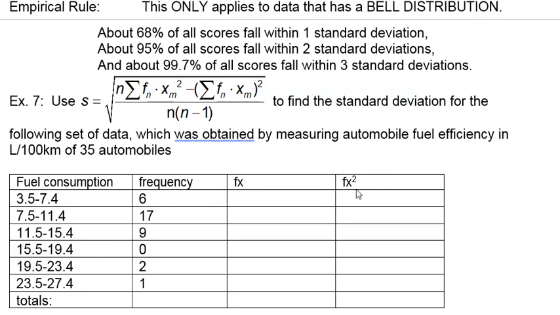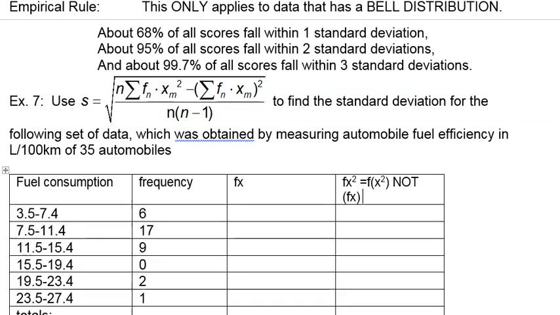So for each value, we need to calculate f times x, or the frequency times our score, and f times x squared. Now be careful, there is no brackets here, so only the x's squared. So I would point out this is f times x squared, not f times x, squared. So be careful, because that's a common mistake again.